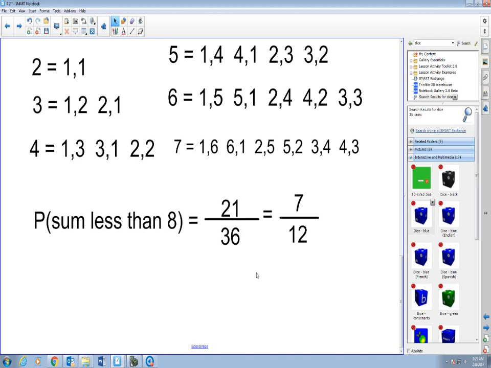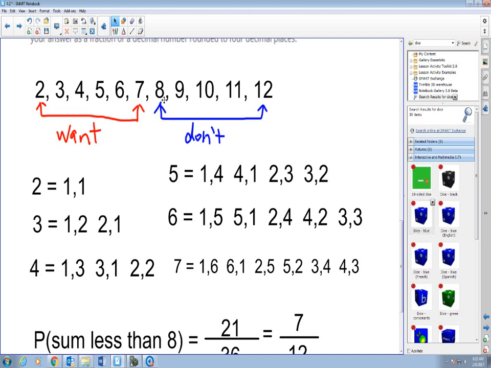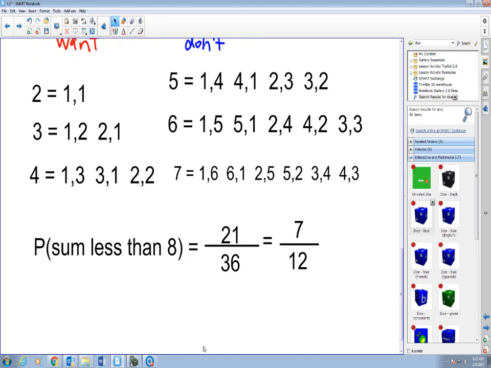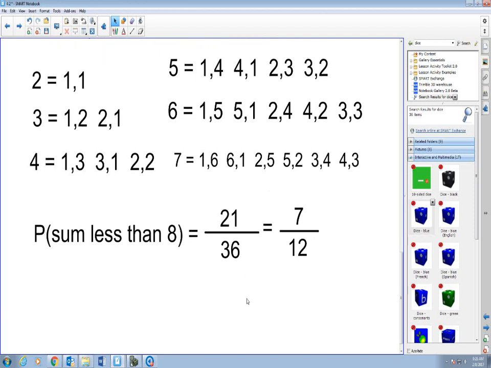Alright, so if I want to do the complement rule, I will figure out how many ways I don't want, and then I will subtract it from 100%. So if the total is 36, how many ways do I not want? If you subtract, that will tell you there are 15 ways I do not want. So as you can see, this problem is actually easier by figuring out what I don't want, which is the other 15, versus the 21 ways that I wanted.